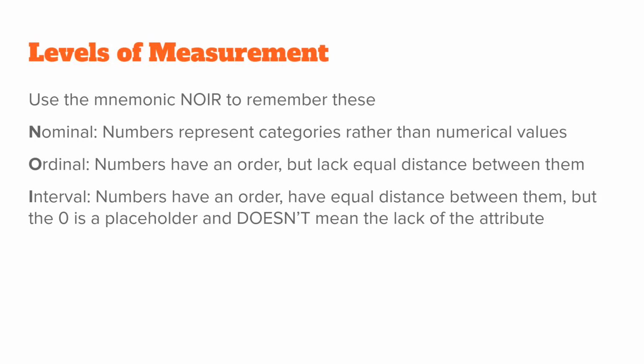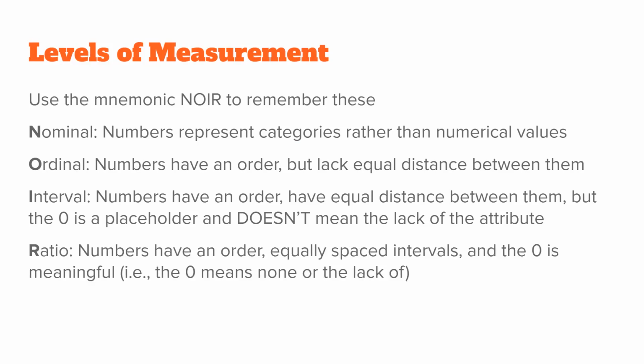So if we're looking at shoe size, for example, and we have a shoe size 0, the 0 means that the shoe is whatever size that size 0 shoe is. It doesn't mean that there's not a shoe there. So if it's interval data, you'd have 0 as kind of that placeholder, but then there would be the same amount of distance from a size 0 shoe to a size 1 shoe as there is from a 1 to a 2, a 2 to a 3, a 3 to a 4, and a 4 to a 5.